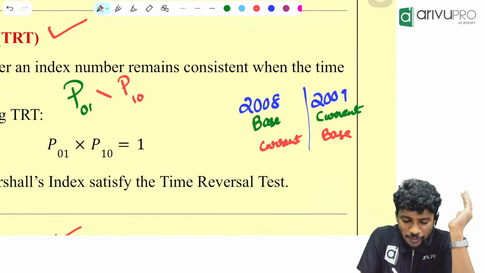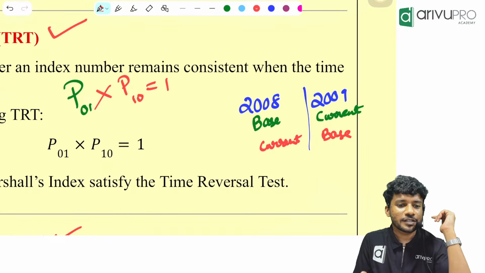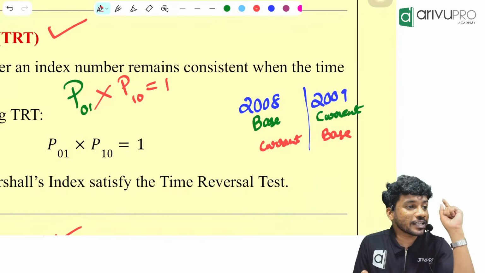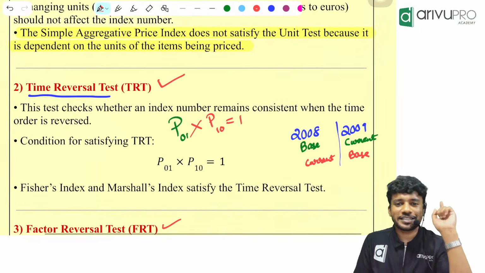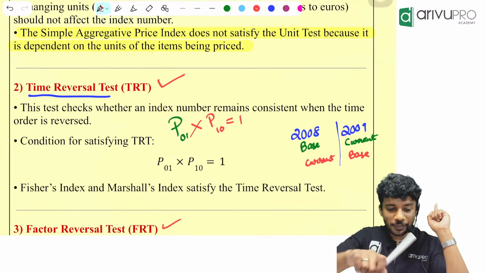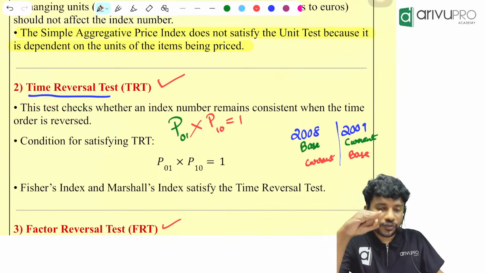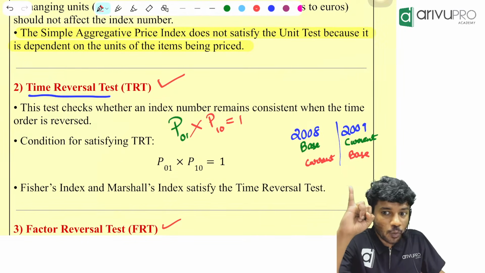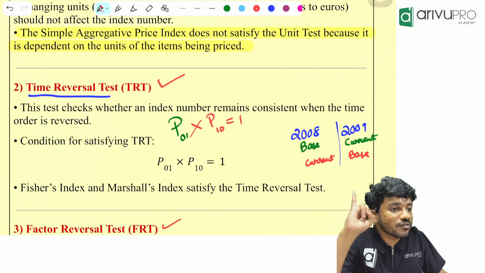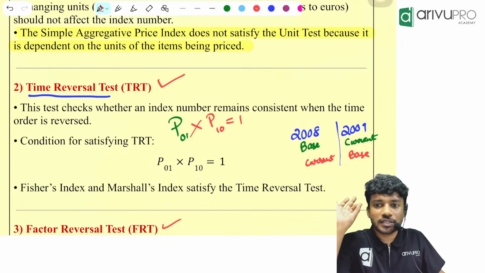Now, people, if I take the product of both, it should be equal to 1. Whichever index makes that product equal to 1, that will satisfy what, people? Time reversal test. Understood the meaning? Whichever index number's product gives us that value 1, that will satisfy which test, people? Time reversal test.